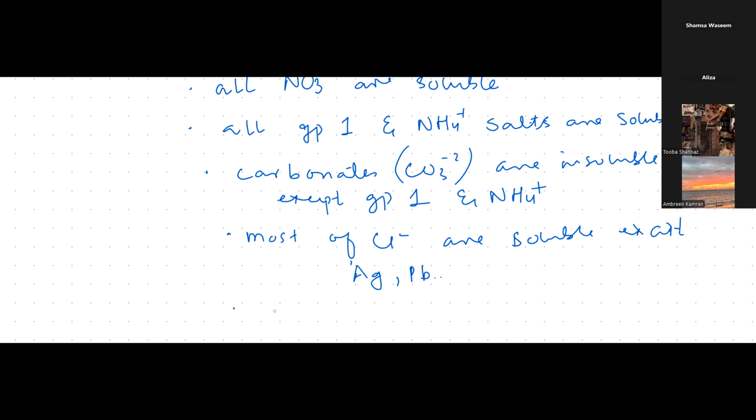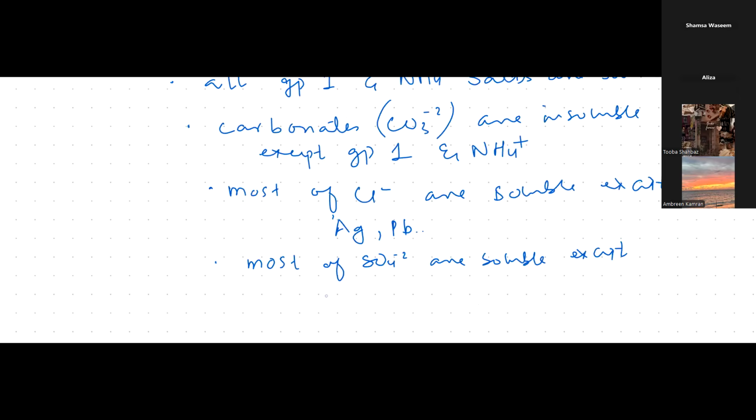except lead, calcium, and barium. Barium sulfate is insoluble, calcium sulfate is insoluble, and lead sulfate is insoluble. Okay, that's it. This is enough for us for the solubility rules.